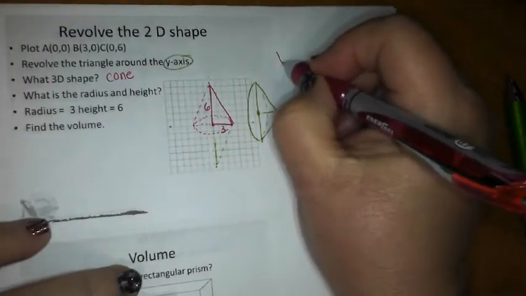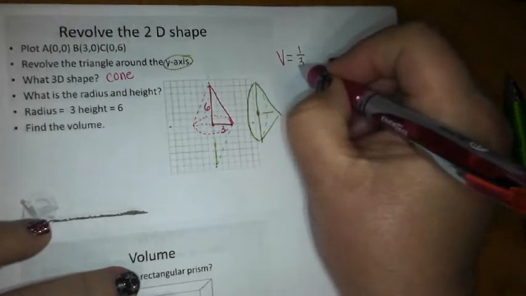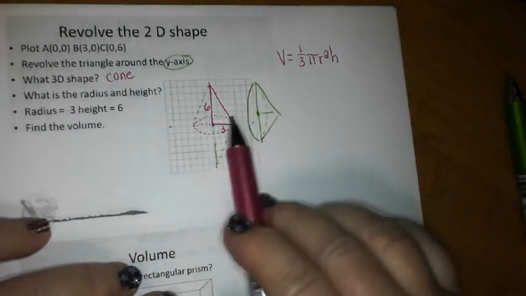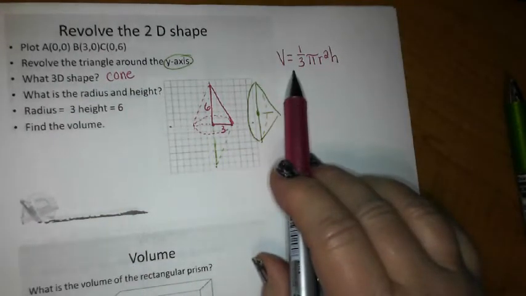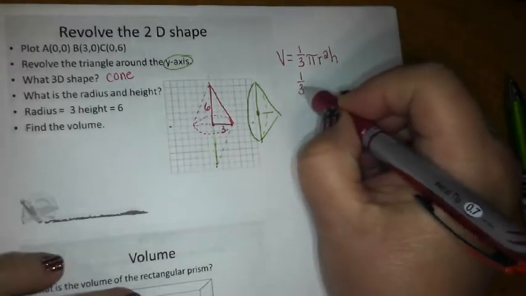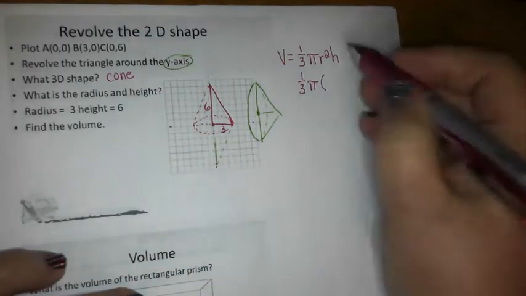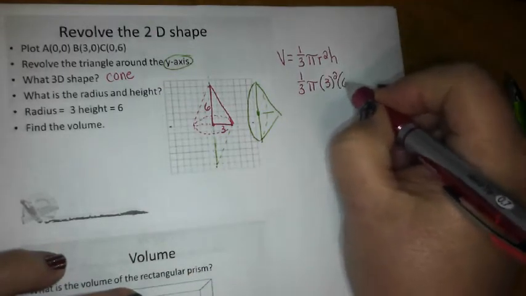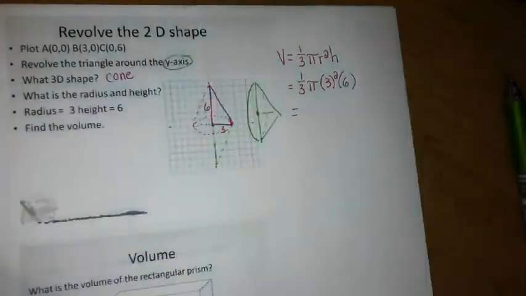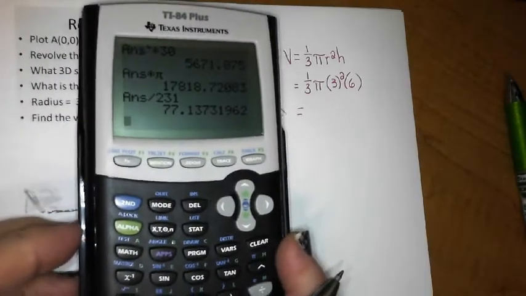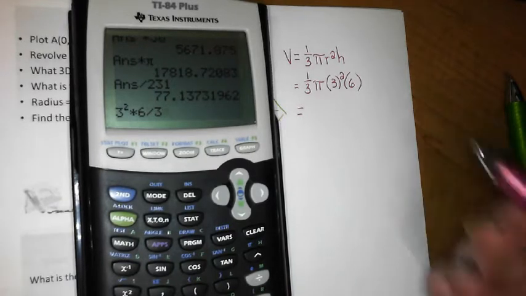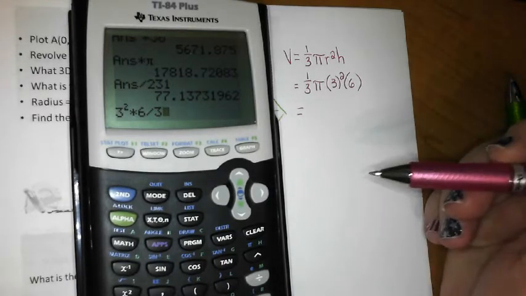Well, the volume of a cone was 1/3 pi r squared h. It's odd that a cone is 1/3 of a cylinder. Just interesting to note. So now I plug my numbers in. 1/3 pi, radius was 3, height was 6. Now I'm going to leave this answer in terms of pi because it's a nice exact answer. So on this one I'm going to do 3 squared times 6 divided by 3, because 1/3 is the same as dividing by 3.